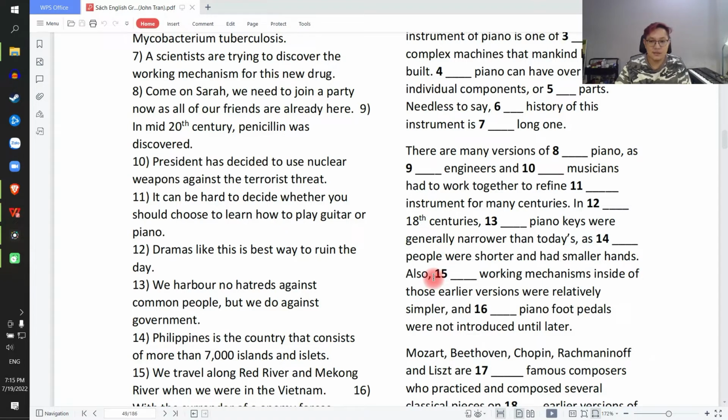Number 15. Also, the working mechanisms inside of those earlier versions were relatively simpler. So we want to talk about the working mechanism in particular. What working mechanism? It's the piano working mechanism.